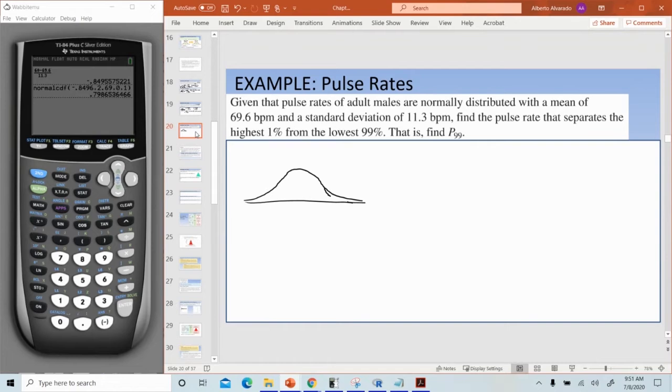What do y'all say? So let's just say 1% over here. So that's a question for y'all. Inverse norm or normal CDF?